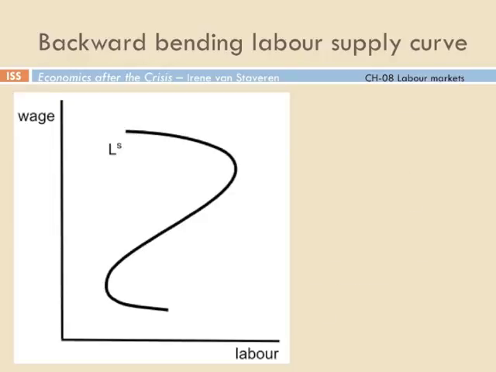This diagram shows the backward bending labor supply curve. Remember from many market diagrams that the supply curve generally is upward sloping. This one is upward sloping in the middle part, but it's downward sloping for very low wages at the bottom and also downward sloping for very high wages at the top.